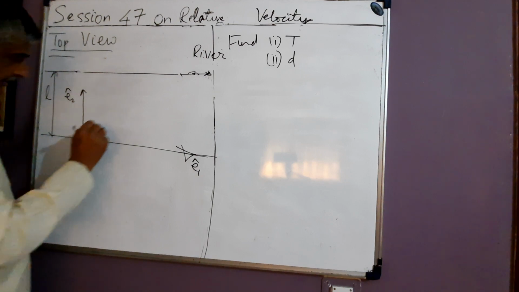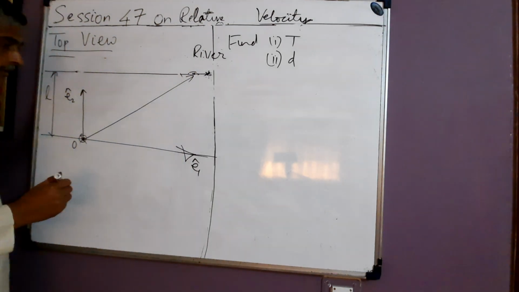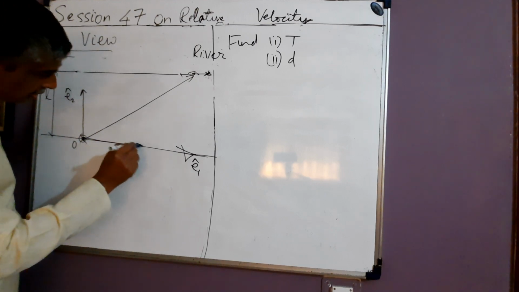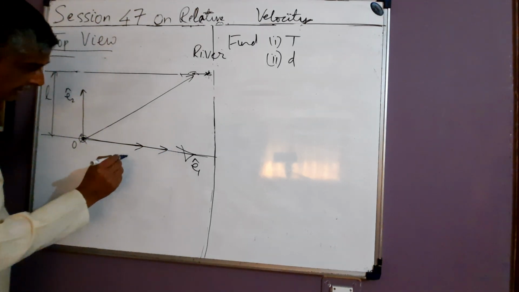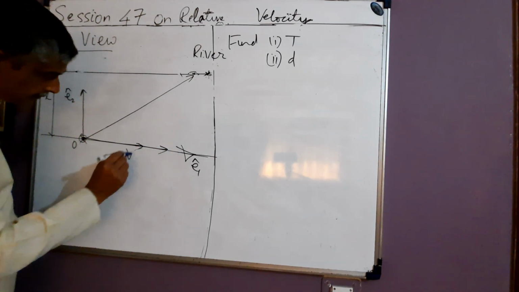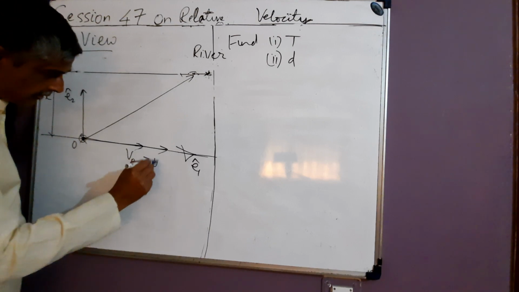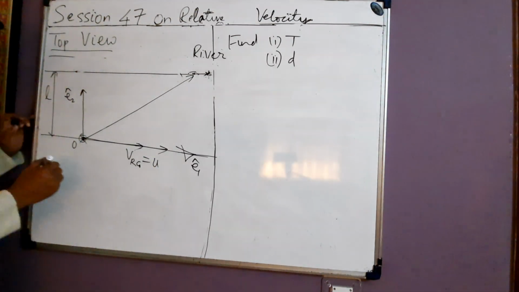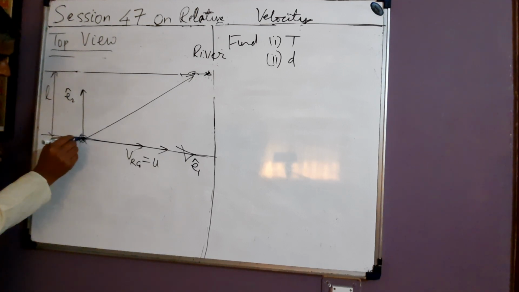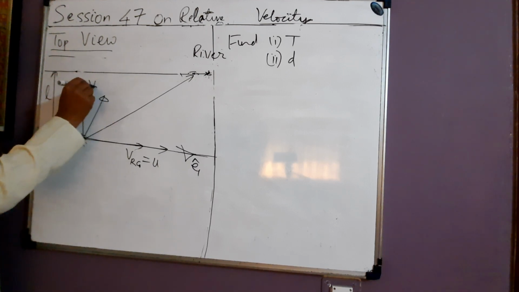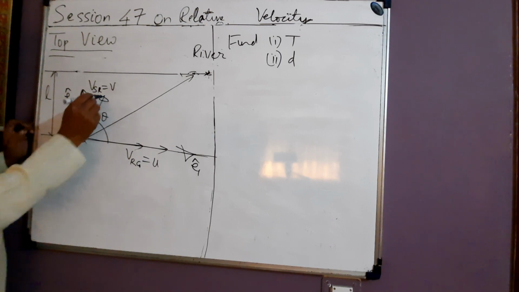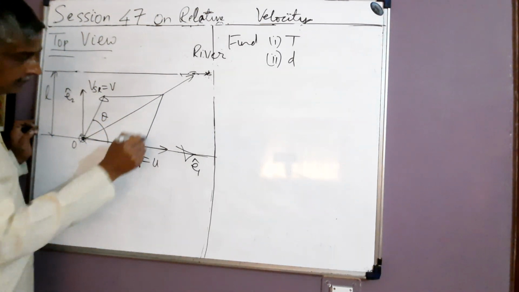The swimmer moves something like this as seen from the ground. This is the direction of VSG. This is the direction of VRG, that is U. This is the direction of VSR, that is V. This angle is theta. We complete the parallelogram.